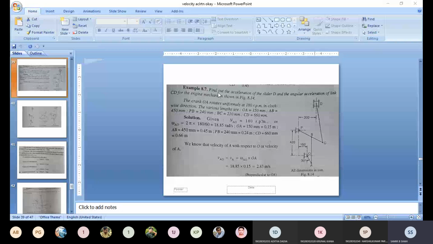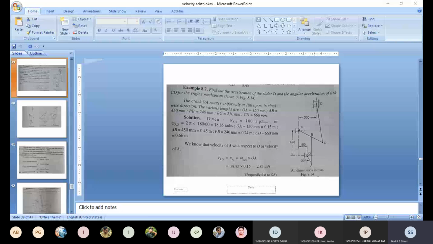Based on that, we first find the link AO, and after that, with reference to AO, we find all the remaining links, and we finish the whole velocity diagram with the answer, as we discussed in the previous lecture also.